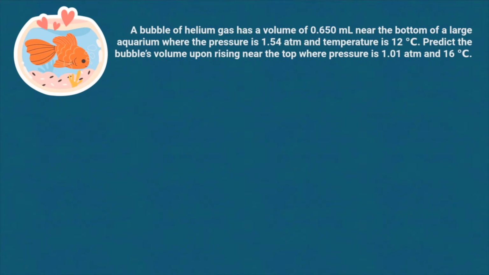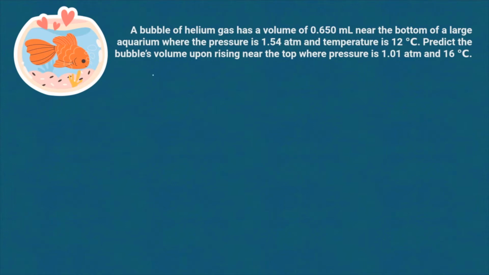Question number 1A. A bubble of helium gas has a volume of 0.650 milliliter near the bottom of a large aquarium where the pressure is 1.54 atm and temperature is 12 degrees Celsius. Predict the bubble's volume upon rising near the top where the pressure is 1.01 atm and 16 degrees Celsius. In order for you to answer this question, you need to use the combined gas law.